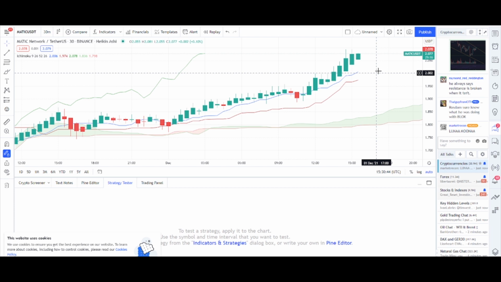MACD is telling us right here. Again, we are in a positive momentum. MACD is a momentum wave, and right now we are riding an up and going wave. Okay, and remember, we don't usually want to buy at the top of the market here, right?